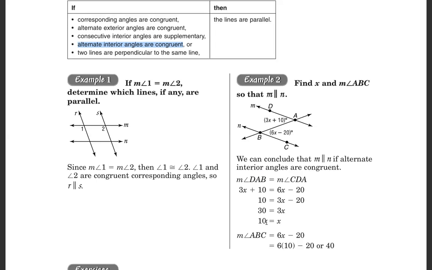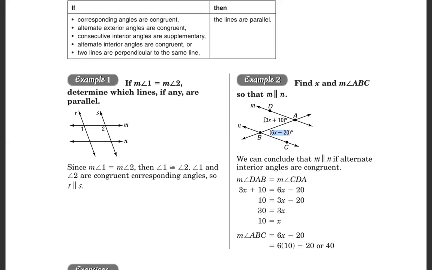So x must be 10 so that the measurement of angle ABC is 40. ABC is 40, which is 6 times 10 minus 20, 40. At the same time, when you replace x in the 3x plus 10, you will see that 3 times 10 is 30 plus 10 is 40. So the two angles are equal. So only at x equals 10 will these two angles be equal, the same, 40, 40.